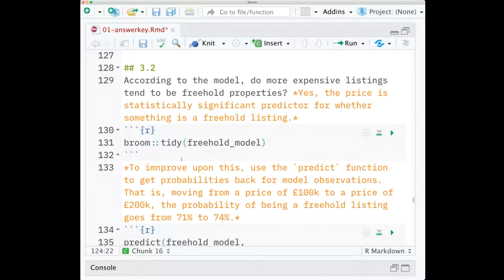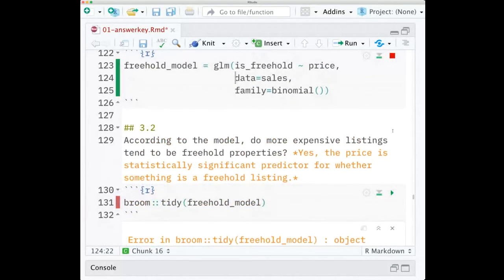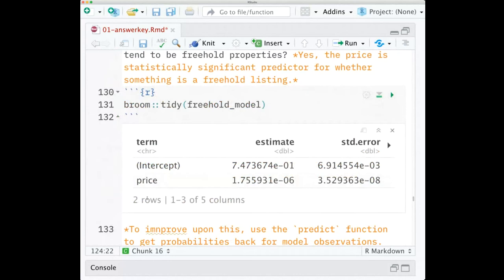According to the model, do more expensive listings tend to be freehold properties? So there's a couple ways you could do that. You could use predict and do it for a bunch of different prices. But the simplest way to get this result is just to look at the effect. Price is positive. It's small because we're dealing with house prices, which are usually on the order of £100,000, but it's positive.